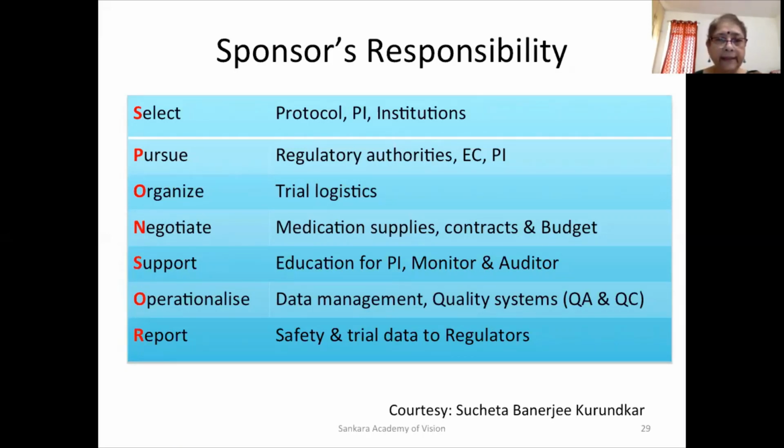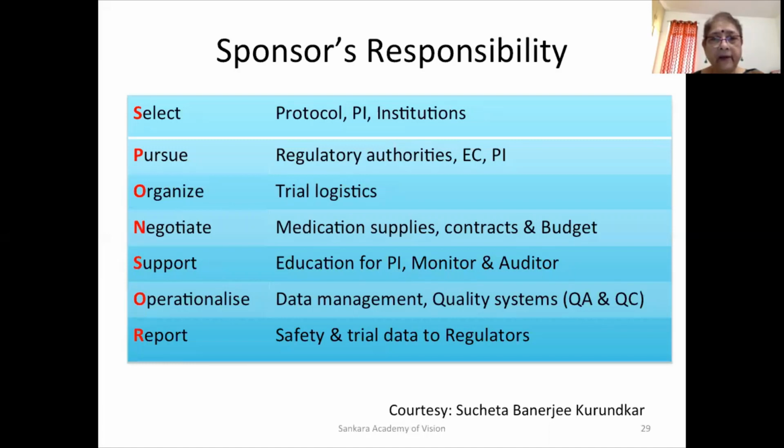The sponsor's responsibility I had actually highlighted earlier, that R2 had increased the responsibilities. But let us just see what this mnemonic entails. It is the sponsor's responsibility to select the protocol, the investigator, and the institution. So that becomes a site. A good institution is one that the sponsors would like to go to, but they must also know whether a PI is good enough for carrying out their research.